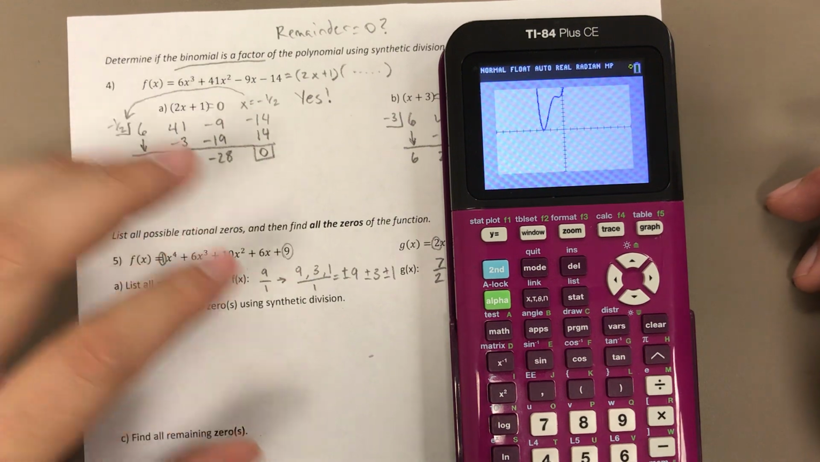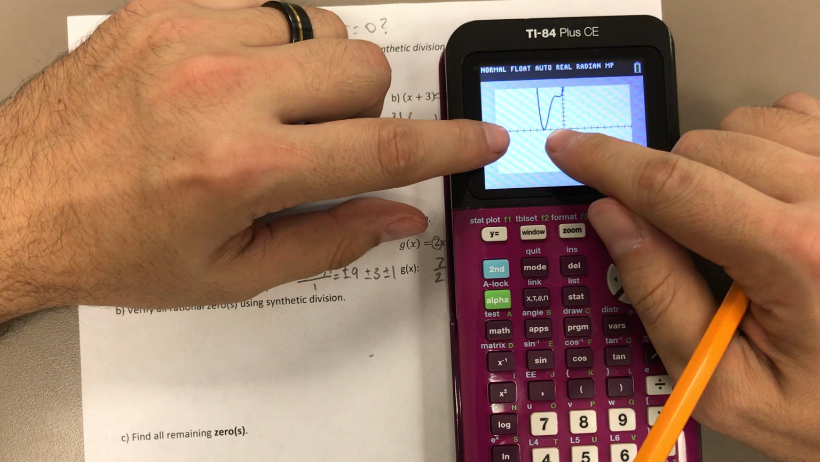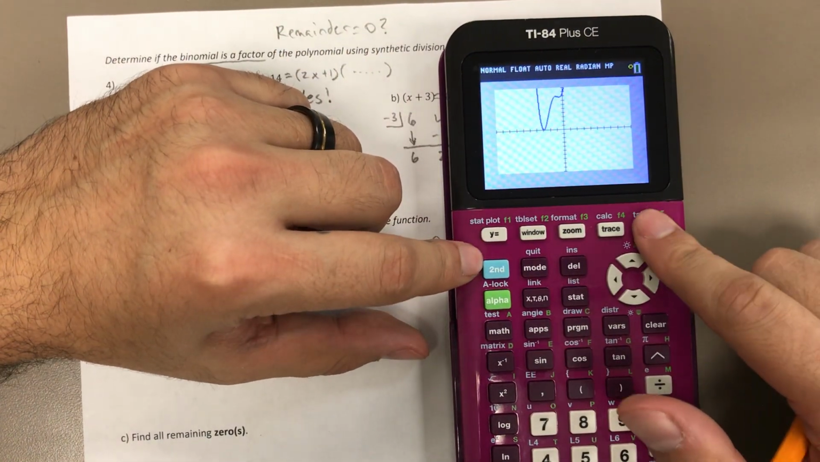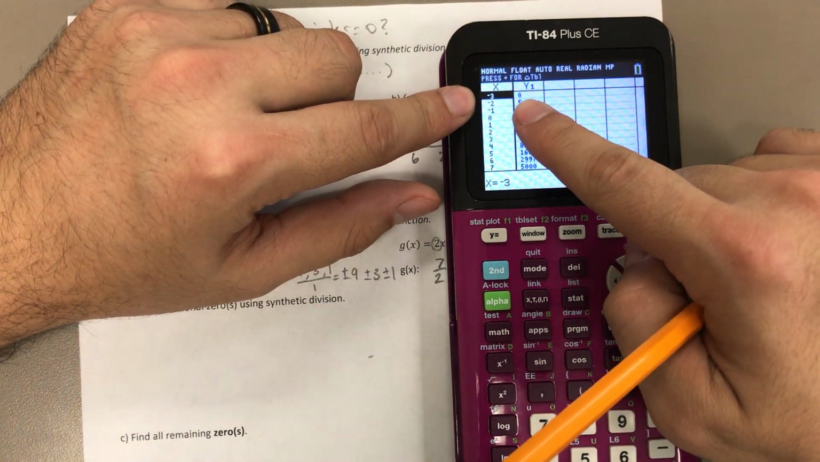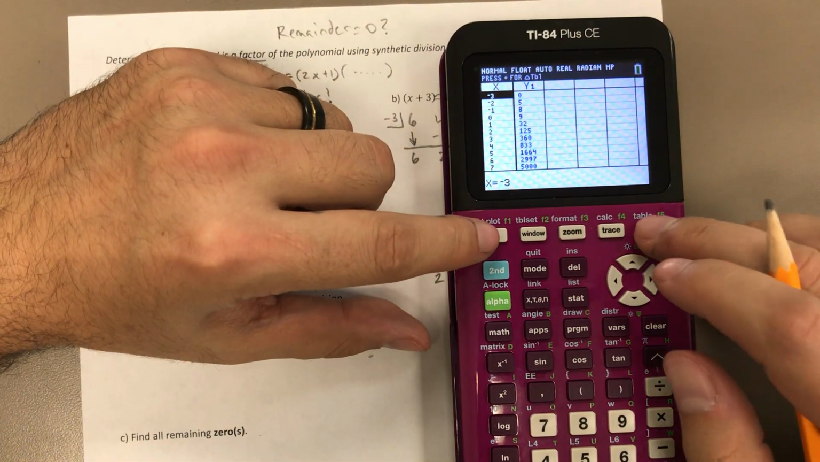Lovely. Okay, so it looks like for one of our zeros, in other words, the x-intercept, we're going to have -3. Let's verify that by going to the table. So we hit second and then graph, and it brings up the table. And sure enough, (-3, 0) is an x-intercept. So that means that -3 should work with our synthetic division algorithm.